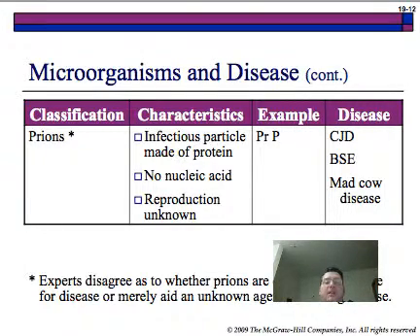Among the microorganisms, there are prions, which are infectious particles made of protein, with no nucleic acid. Reproduction is unknown. An example would be PrP, and several diseases come from that: CJD, BSE, and mad cow disease. Experts disagree as to whether prions are directly responsible for disease or merely an aid, an unknown agent in causing disease.